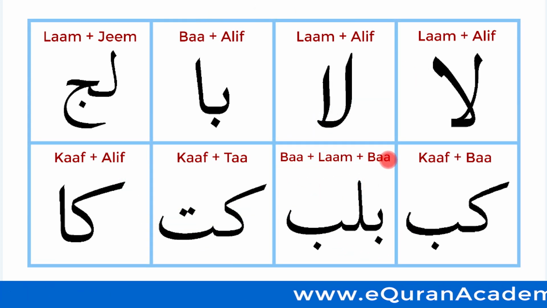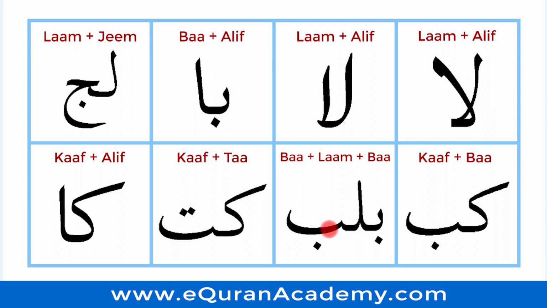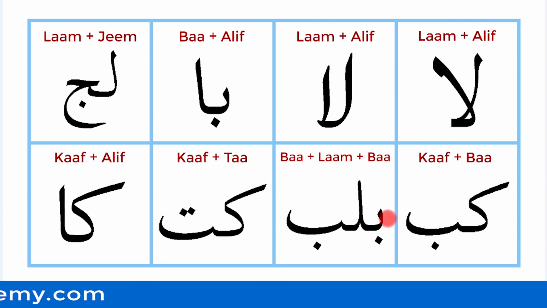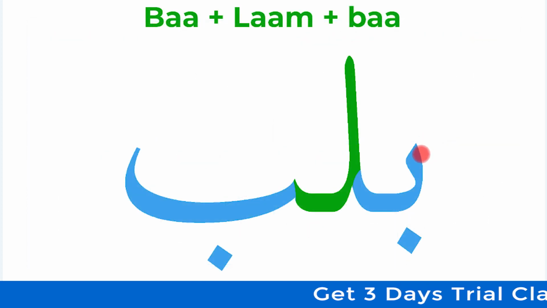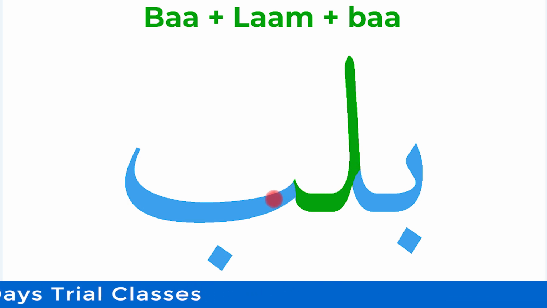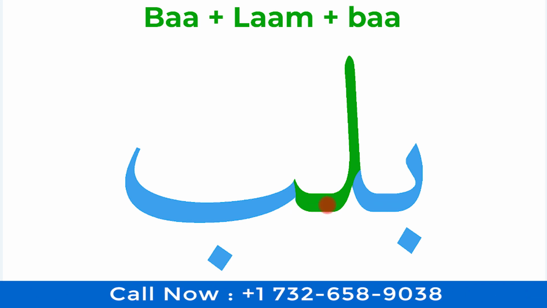Ba, lam, ba. This is ba, this is lam, and this is ba. First letter is ba in blue color, second letter is lam in green color, and third letter is ba in blue color. Ba, lam, ba. Please read after me.